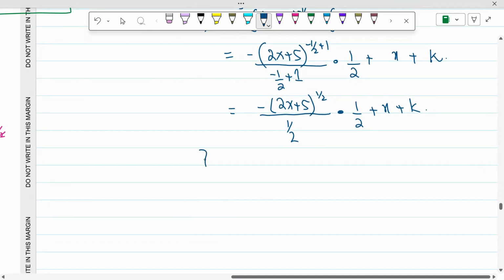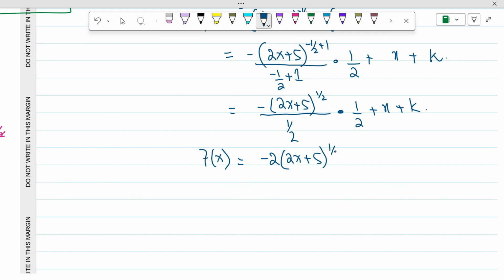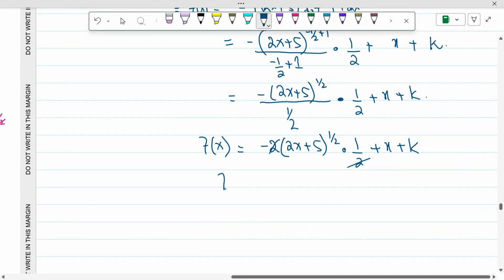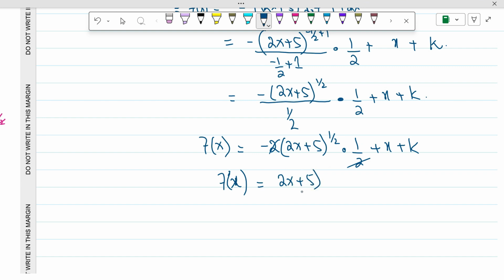So we can say that the function is equal to negative 2 times (2x+5) to the power half, times half, plus x plus k. So this one will be cancelled out, and we have the function f(x) equal to negative (2x+5)^(1/2) plus x plus k.